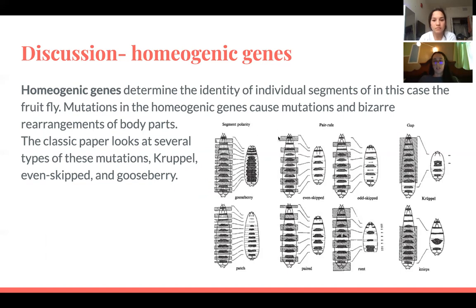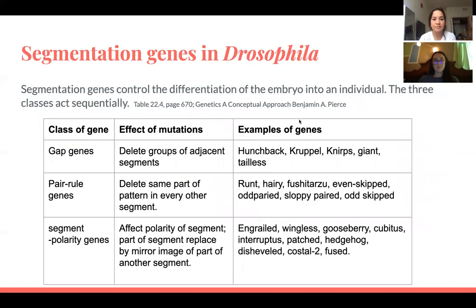You've got gooseberry, even-skipped, odd-skipped, Krüppel, patched, paired, runt, and curly, I think is how you say it. This is just a table pulled from our book, page 670, segmentation genes in the fruit fly. Each one of these genes controls the differentiation of the embryo into individual segments. The three classes act sequentially, so that means that they happen in order. So gap genes, pair-rule genes, segment polarity genes, each one of them has examples on the side of what they represent.